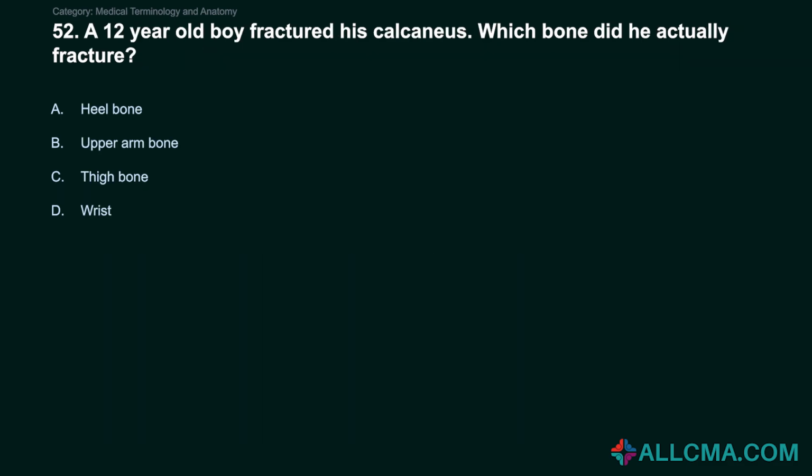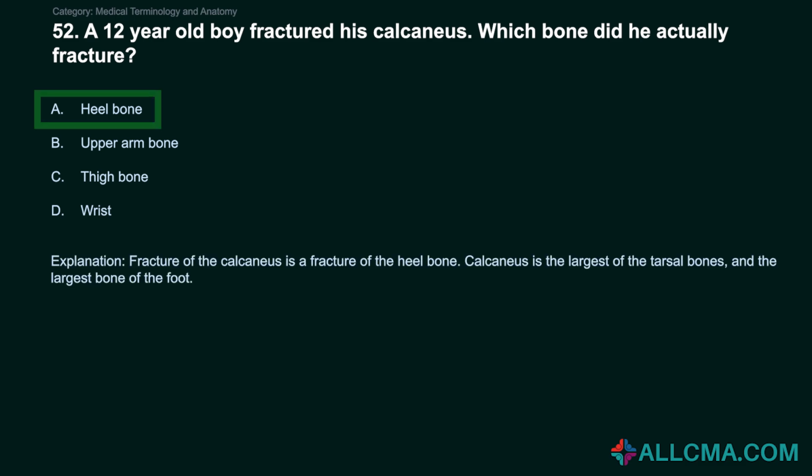52. A 12-year-old boy fractured his calcaneus. Which bone did he actually fracture? A. Heel bone. B. Upper arm bone. C. Thigh bone. D. Wrist. Correct answer, A. Heel bone. Fracture of the calcaneus is a fracture of the heel bone. Calcaneus is the largest of the tarsal bones, and the largest bone of the foot.